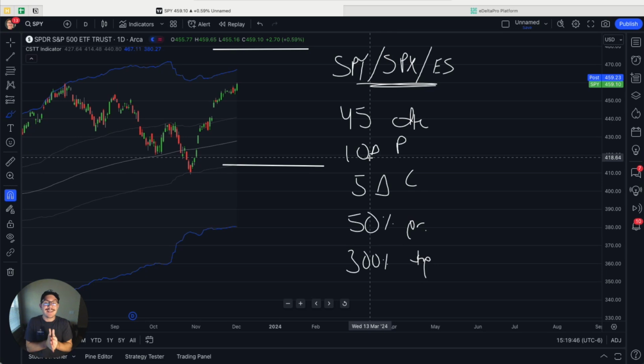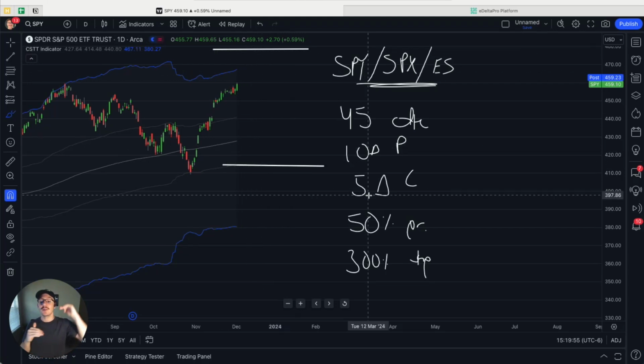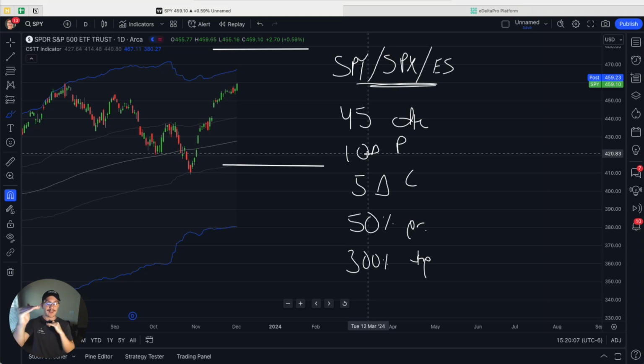Next, I'm going to do a 10 delta put, which means I'm going to go pretty far away from the stock price. At the moment, it's going to be something like this, and then a 5 delta call is going to be way higher than where this is here. Delta just tells you how far away from the stock a current strike price is based on volatility. So a lot of numbers, but if you're using a broker, it will tell you exactly what the delta is and how to do it.